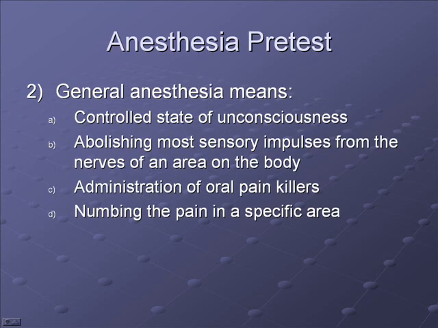Question number 2. General anesthesia means A. Controlled state of unconsciousness, B. Abolishing most sensory impulses from the nerves of an area on the body, C. Administration of oral painkillers, D. Numbing the pain in a specific area.